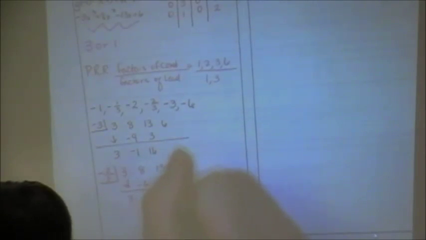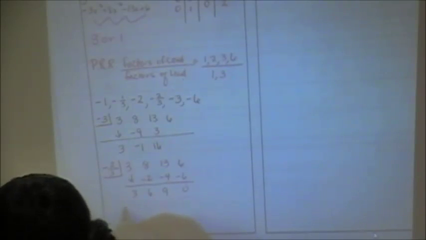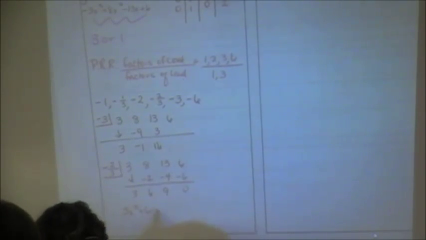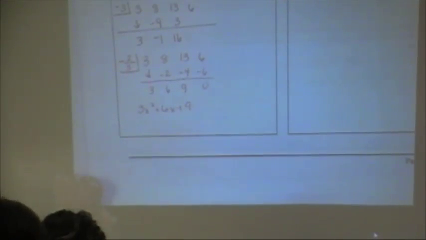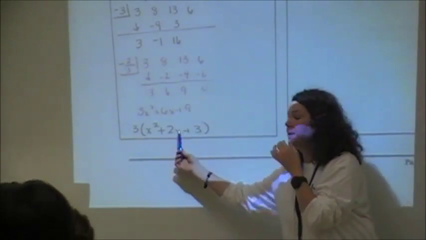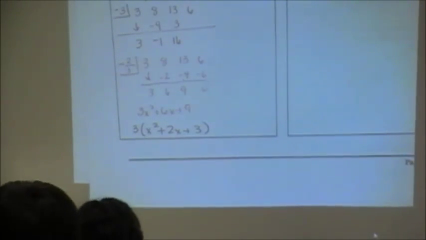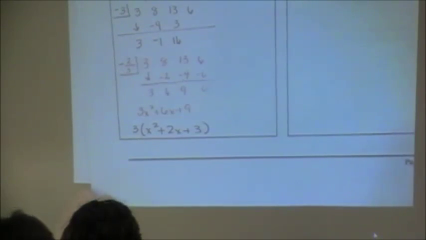Three, 6, 9. Okay, so this is a quadratic: 3x squared plus 6x plus 9. Factor out a 3. So x squared plus 2x plus 3 doesn't factor, because the signs are both positive, so there are no factors of 3 that would add to give you 2. So, quadratic formula.